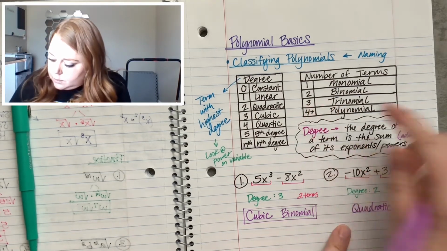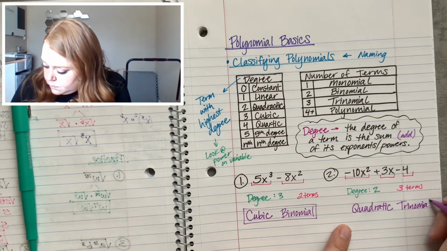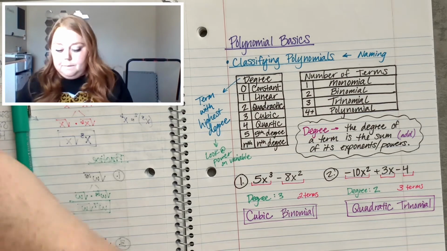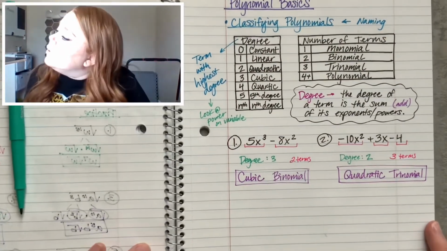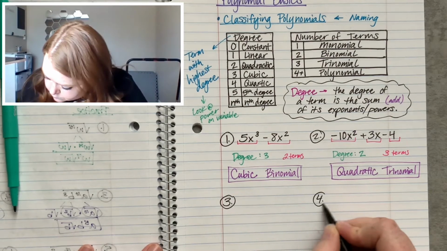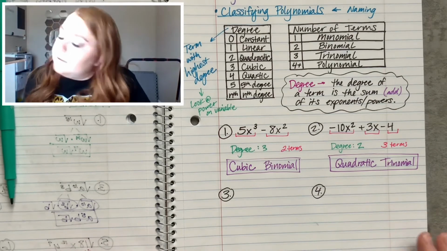And it's 3 terms, so that's called a trinomial. Okay, do a few more. Okay, number 3.